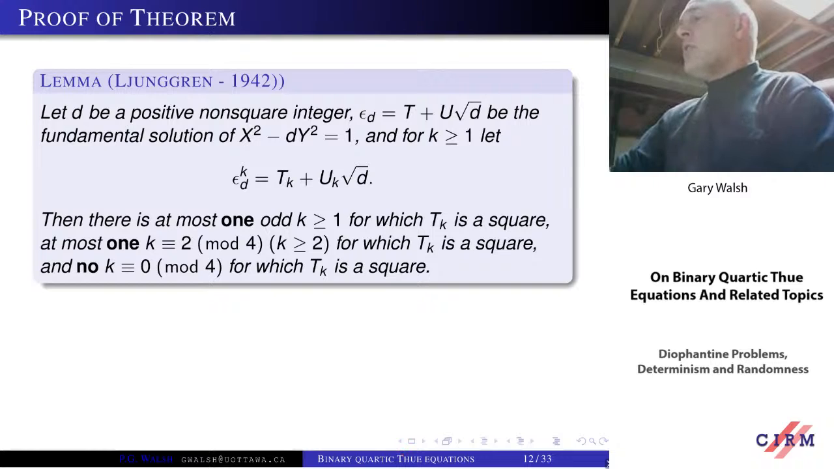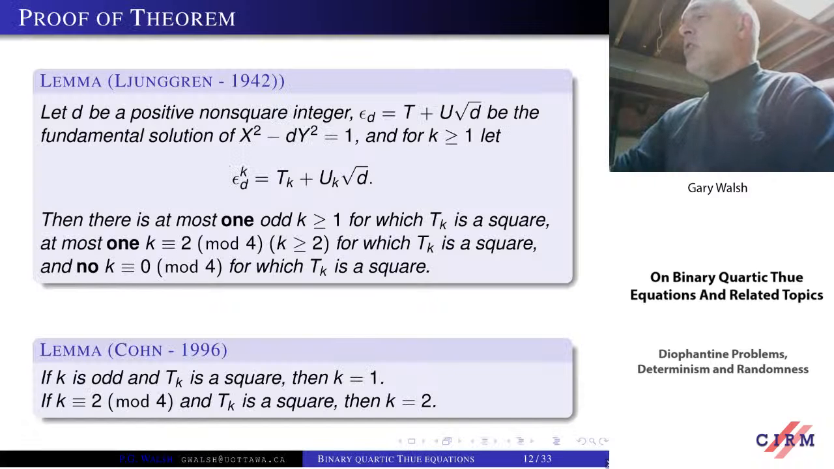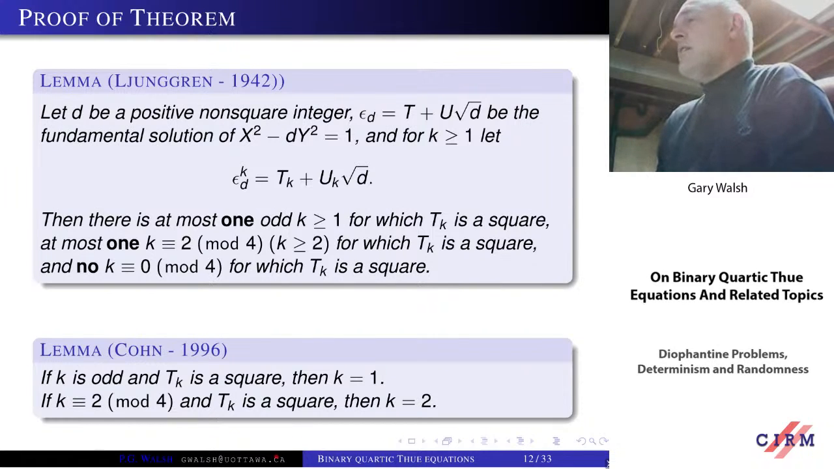In any event, this was proved many years later by John Cohn. So I will just state it as a lemma. If k is odd and t sub k is a square, then k equals 1. And similarly, if k is congruent to 2 mod 4 and t sub k is a square, then k is equal to 2. The proof uses a very clever manipulation of Legendre symbols. And it just surprises me that Ljunggren didn't try to prove this himself or even make any mention of it whatsoever in his papers.